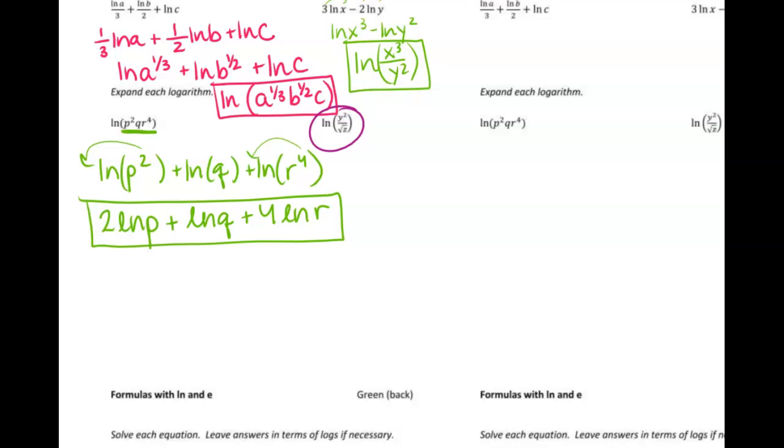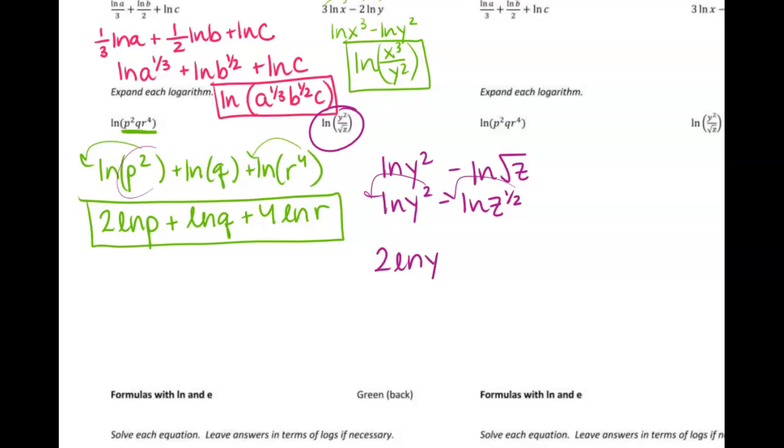So first, division is subtraction when you expand. So natural log of y squared. Don't ask why I had parentheses over here with the ln of p squared. I'm not putting them here. There's no real reason. Natural log of y squared minus natural log of the square root of z. This is the same as z to the 1/2, and then I can move the powers. So 2 natural log of y minus 1/2 natural log of z.